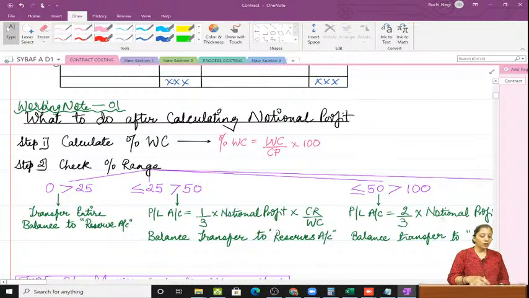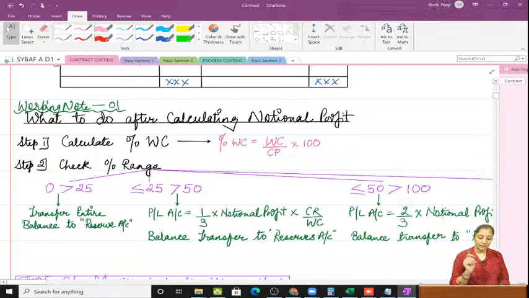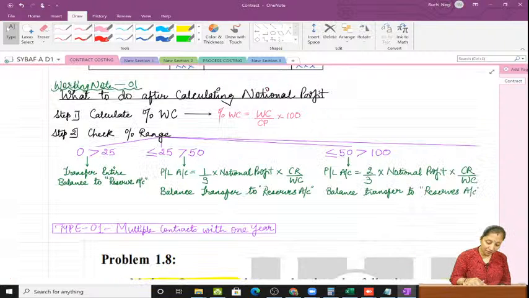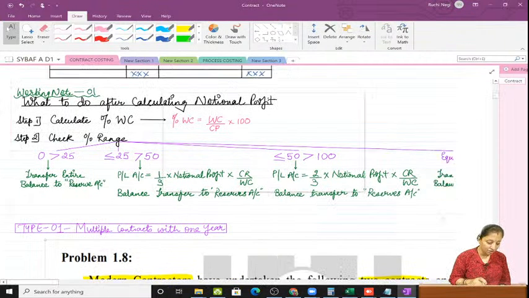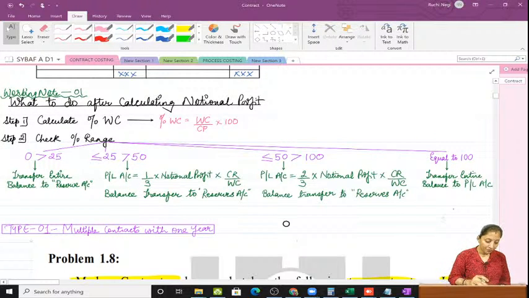What to do after calculating notional profit? I just explained that you have to calculate your percentage of work certified, that is work certified upon contract price into 100, and then these are the 4 probable ranges. The first range is 0 to 25. The second range is greater than or equal to 25 but less than 50, the third range is greater than or equal to 50 but less than 100, and the fourth range is exactly equal to 100.